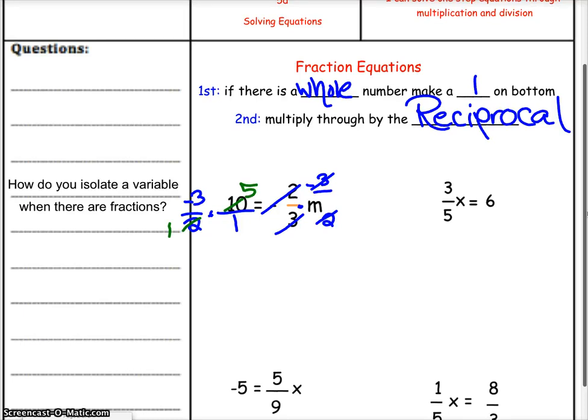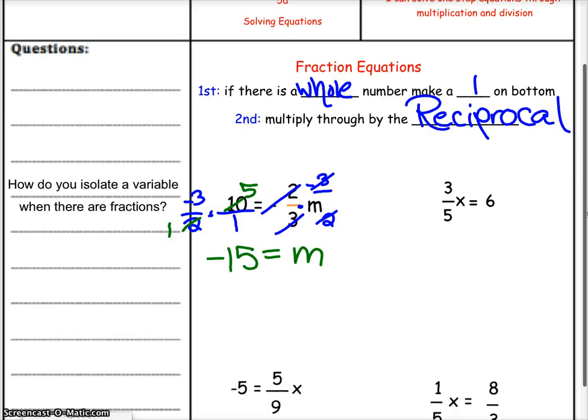What did I do there? Yep, I cross simplified. Top times top over bottom times bottom. So negative 15 equals n. Okay? Next.